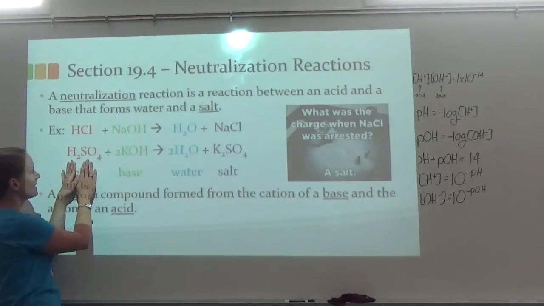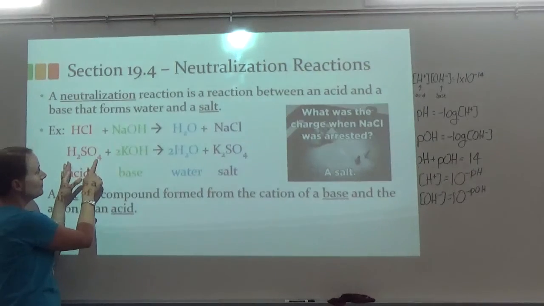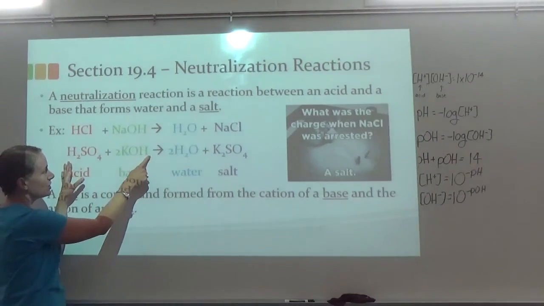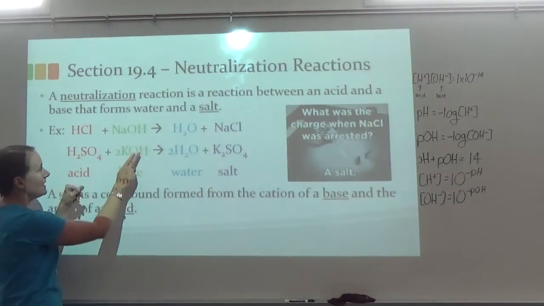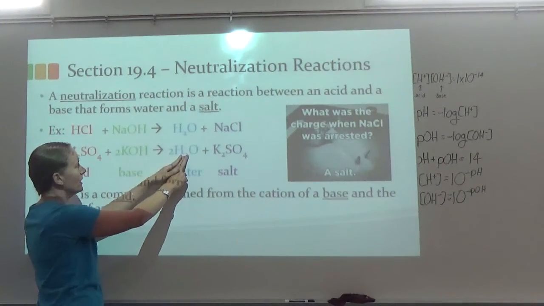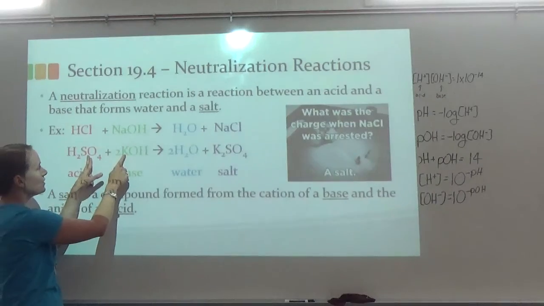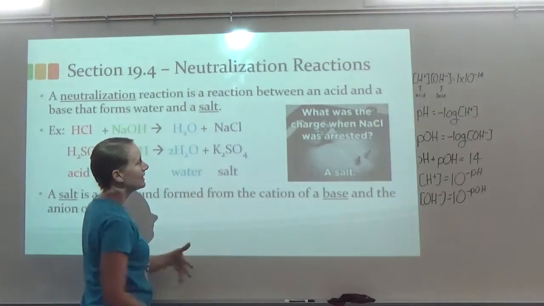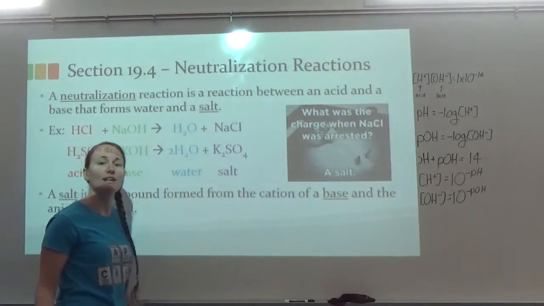So here's a different acid. We have H2SO4, and we have a base, KOH. All right, so see, my acid has the H, my base has the OH. The H and the OH, they make water, and so what I'm left with is K and SO4, and so when those bond and make the ionic compound, it's considered a salt.